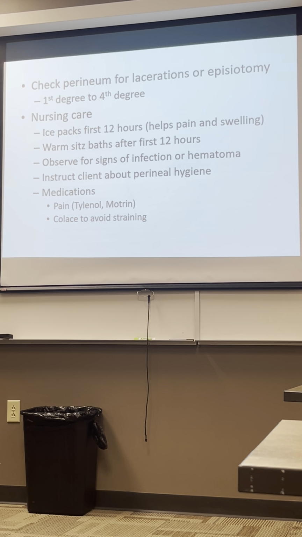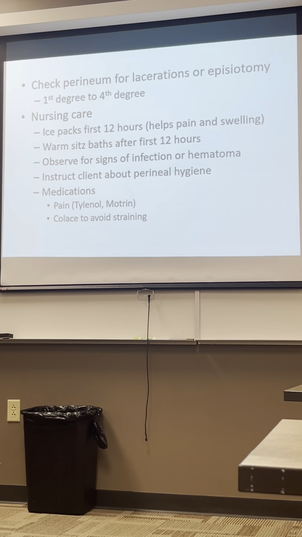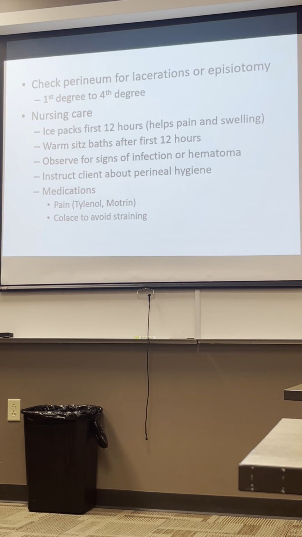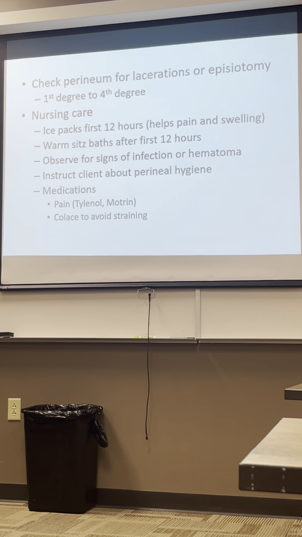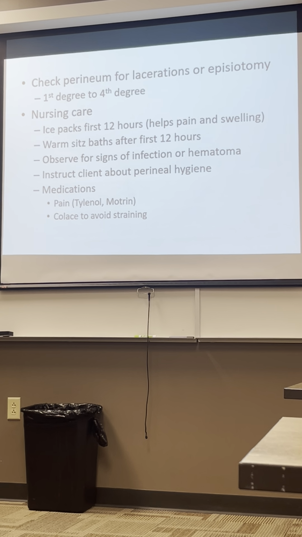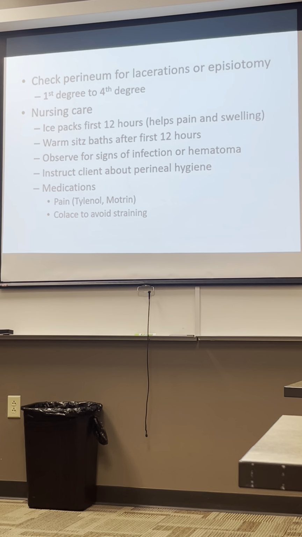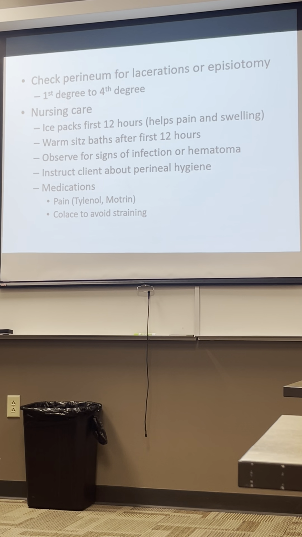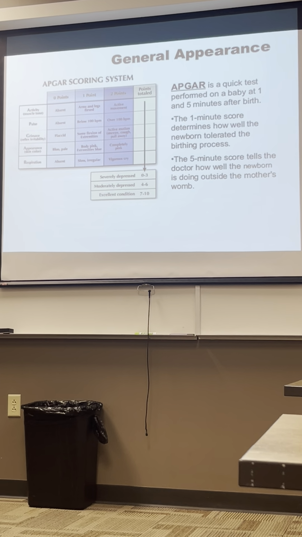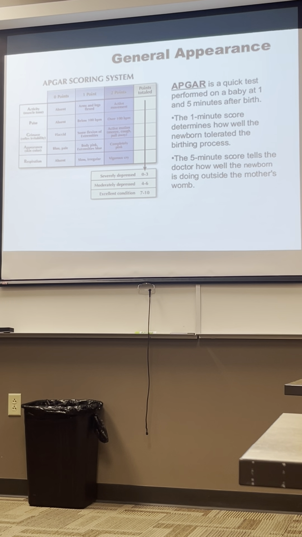Check perineum for lacerations or episiotomy, 1st to 4th degree. Nursing care: ice packs for the first 12 hours, then warm sitz baths. Observe for signs of infection or hematoma. Perineal hygiene, medications: Tylenol, Motrin, stool softeners to avoid straining. And then your APGAR scores at 1 and 5.